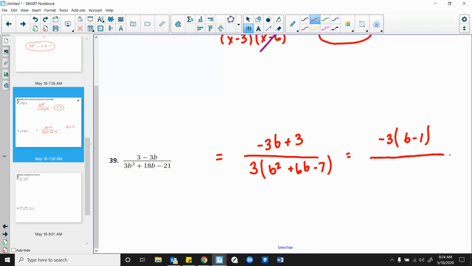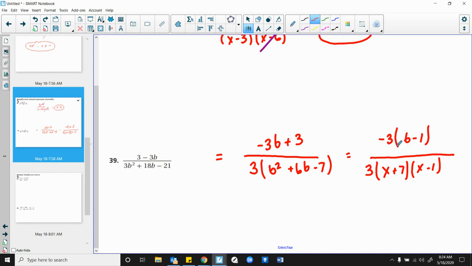And then here, I can factor this. Okay, so I'm still going to have that 3 out front. However, what multiplies to give me negative 7 that adds to give me positive 6? Well, it's going to be b plus 7 and b minus 1.